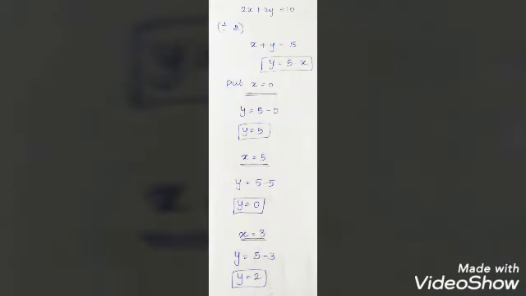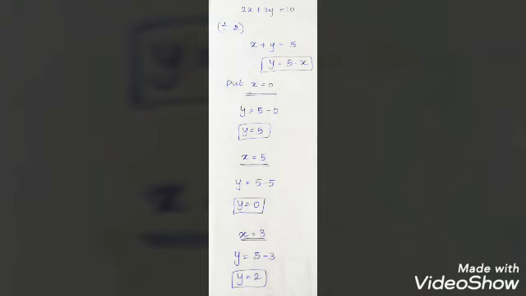Right? Now our second equation. 2x plus 2y equal to 10, divided by 2 fully. So x plus y equal to 5. How can we write? Y equal to 5 minus x. Substitute x is equal to 0, y equal to 5 you will get. X is equal to 5, y equal to 0 you will get. X is equal to 3, y equal to 2 you will get.